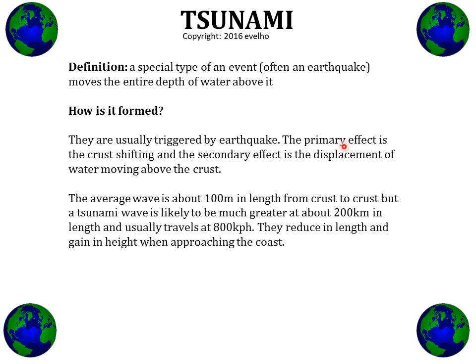The primary effect is the crust shifting, and the secondary effect is the displacement of water moving above the crust. The average wave is about 100 meters in length from crest to crest, but the tsunami wave is likely to be much greater, at about 200 kilometers in length, and usually travels at 800 kilometers per hour. They reduce in length and gain in height when approaching the coast.